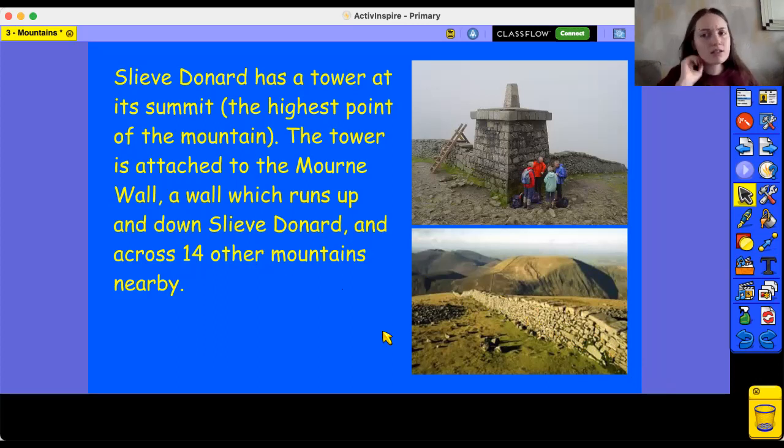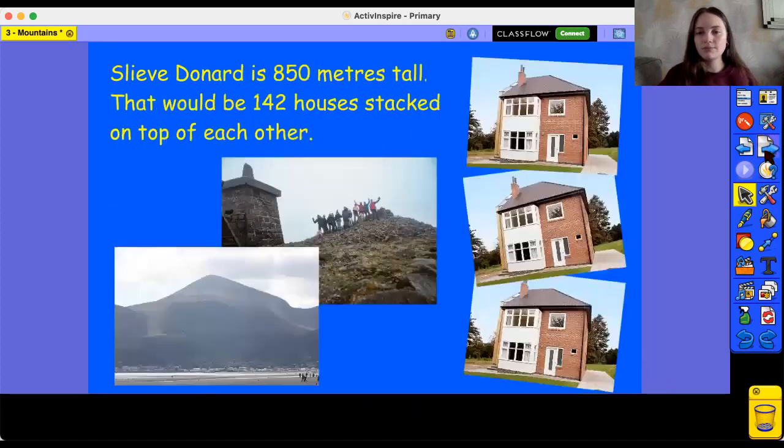What's the mountain called? Fantastic. Where is the mountain? What country is it in? Northern Ireland. Well done. So that's Sleevedonnard, and this is its summit, where they've got a tower at the very top of the mountain. Sleevedonnard is 850 metres tall. How tall is it? 850 metres tall. Well done.